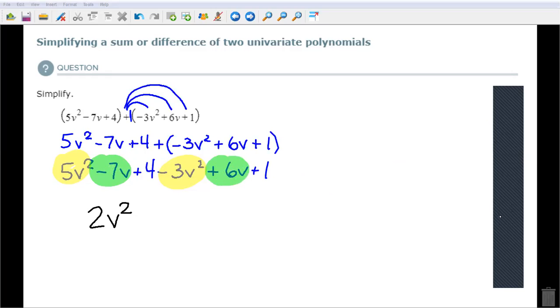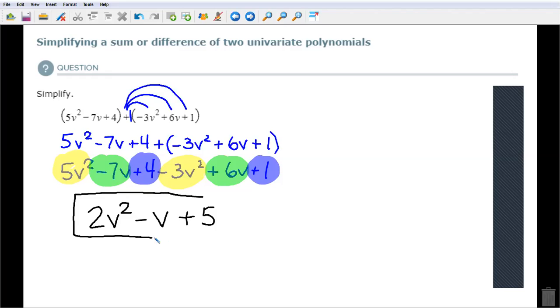-7v and +6v. When you combine those together, -7 plus 6, that's -1. So that would just be -1v or just -v. The last one you got here, you've got a +4 and you've got a +1. When you add those up, you get a +5. So this would be your final answer.